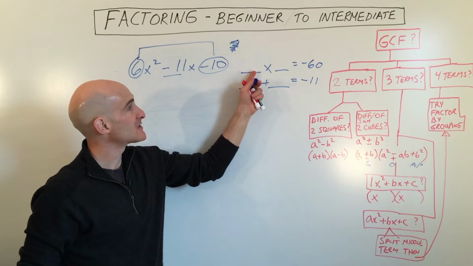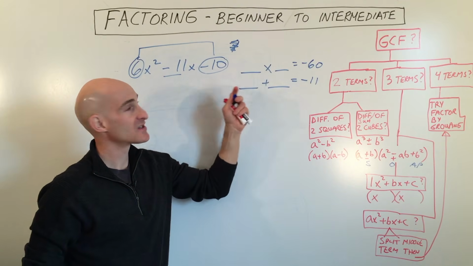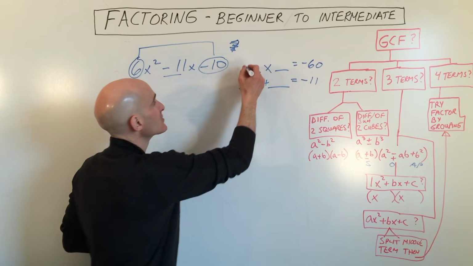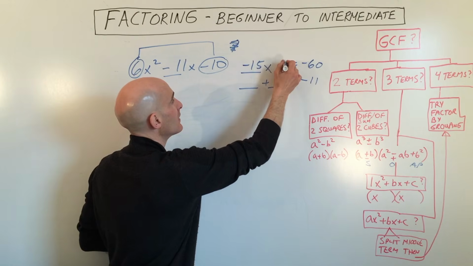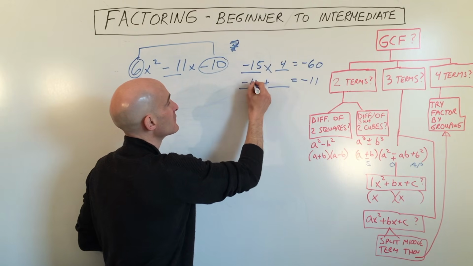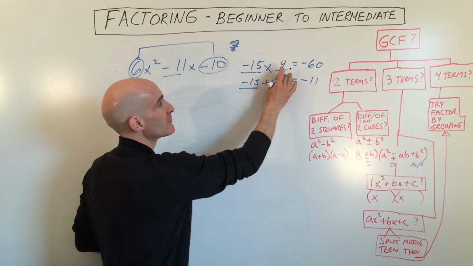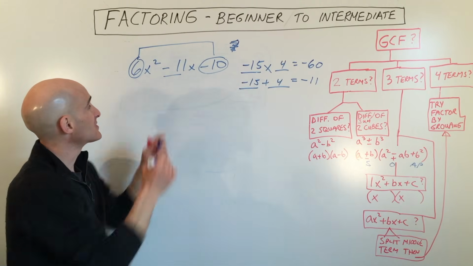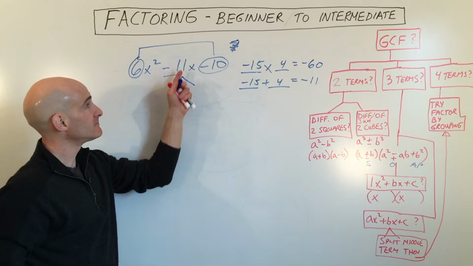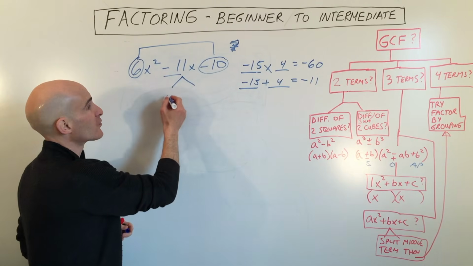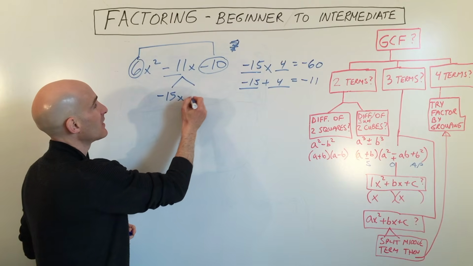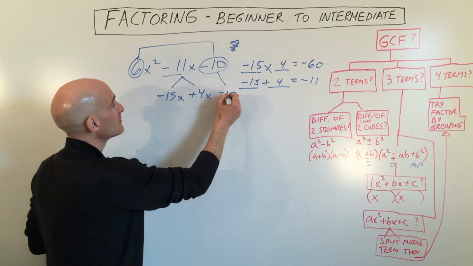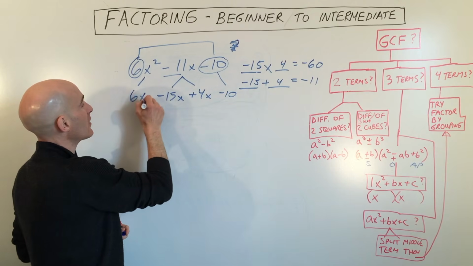Well, there's a lot of possibilities. You could do 1 times negative 60 or 2 times negative 30. But it looks like for this example, it's going to be negative 15 and positive 4. Because negative 15 plus 4 is negative 11, and negative 15 times 4 is negative 60. We're going to use these 2 numbers to help us split the middle term into 2 groups. We're going to write it as negative 15x and positive 4x. We're going to bring down the negative 10, and we're going to bring down the 6x squared.